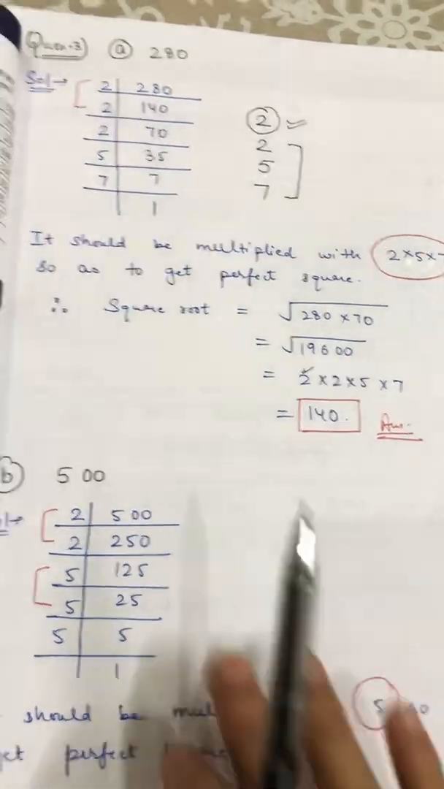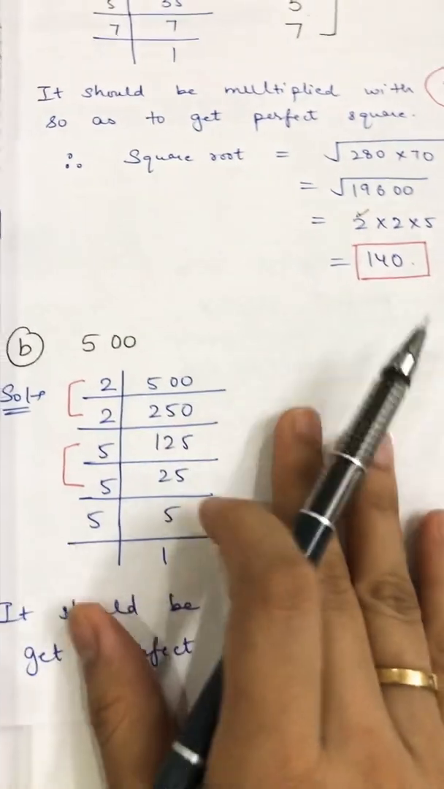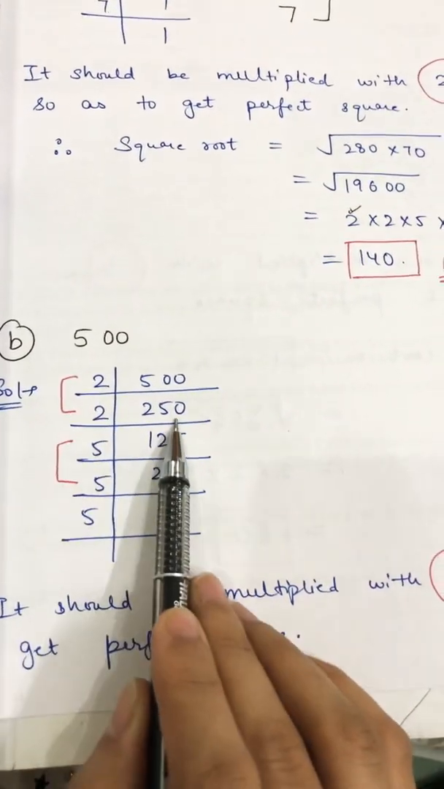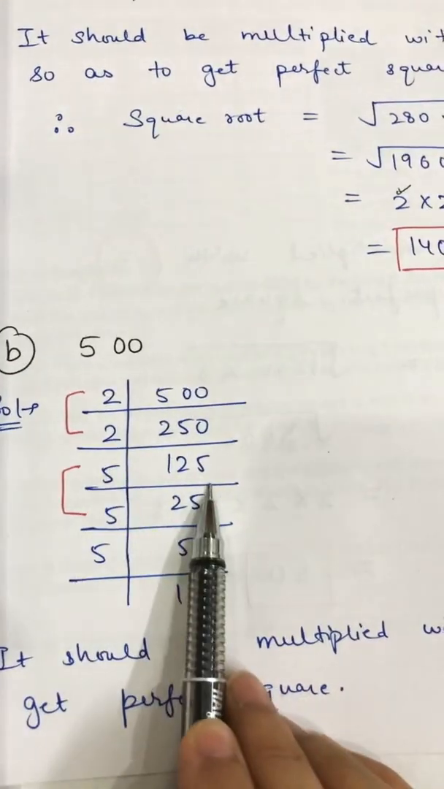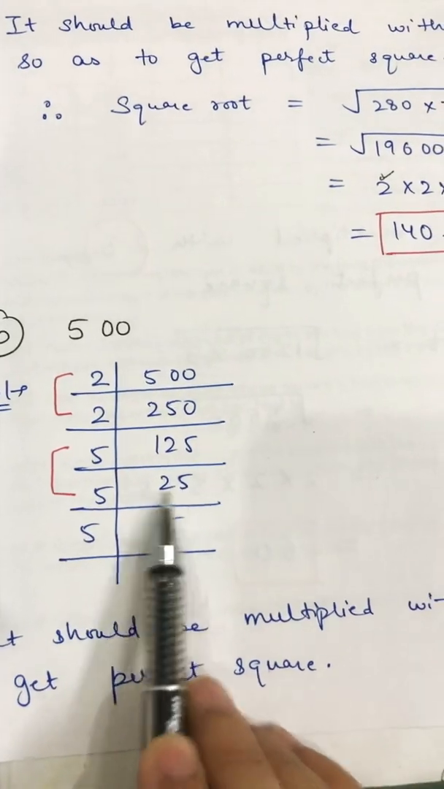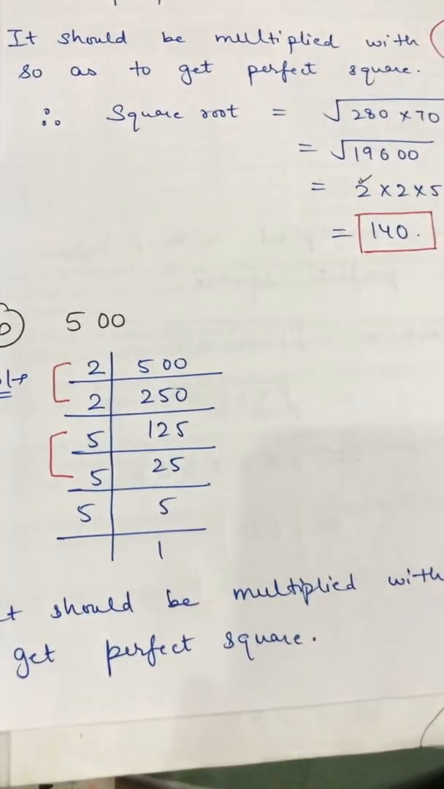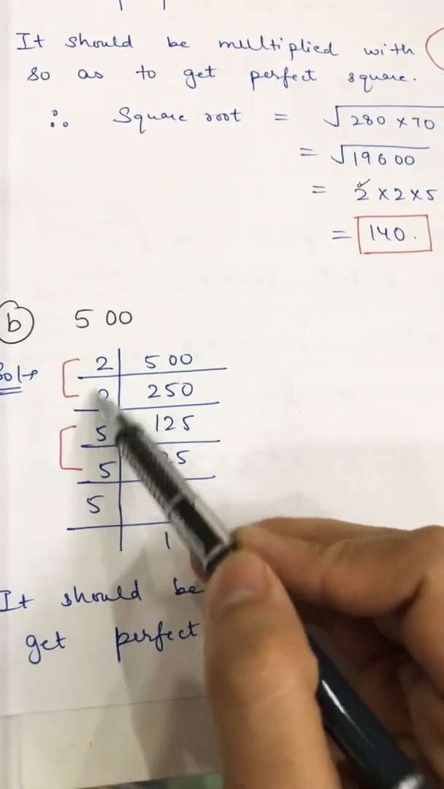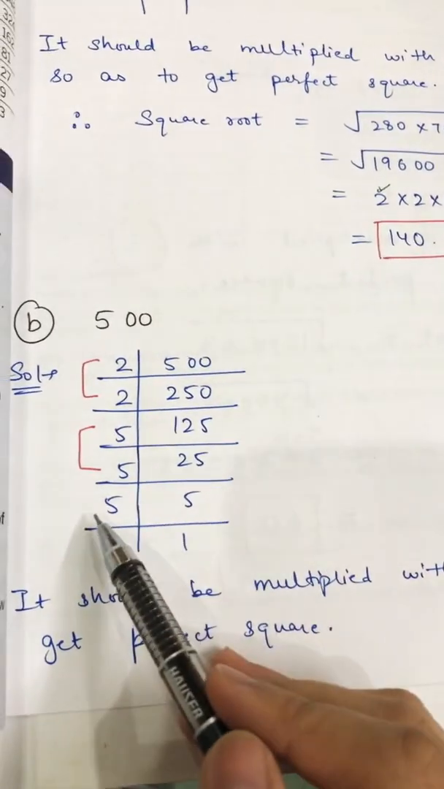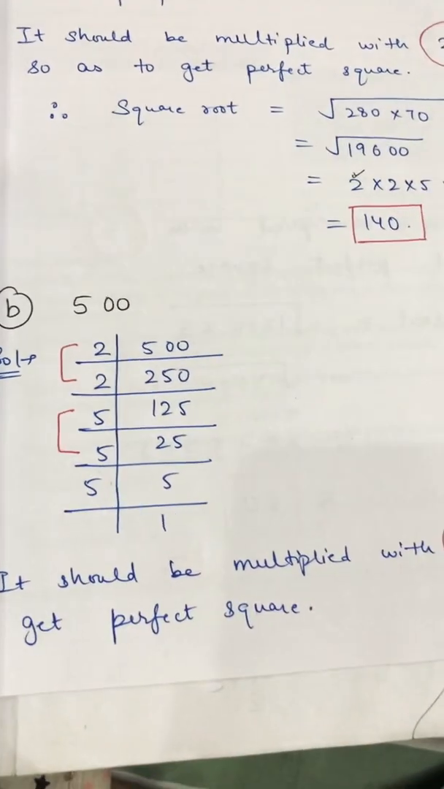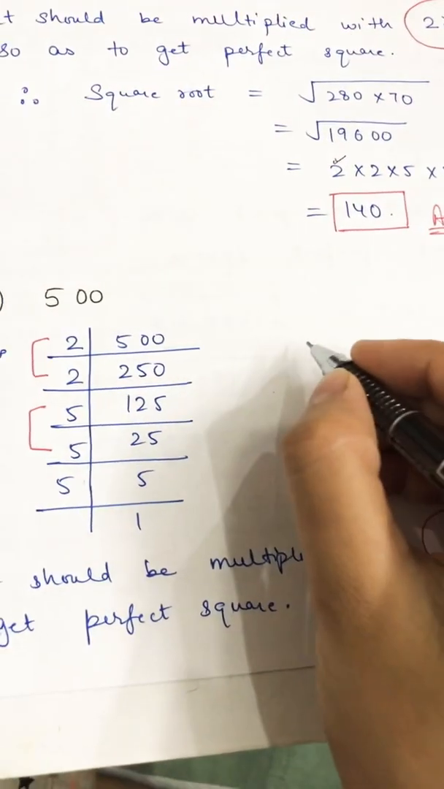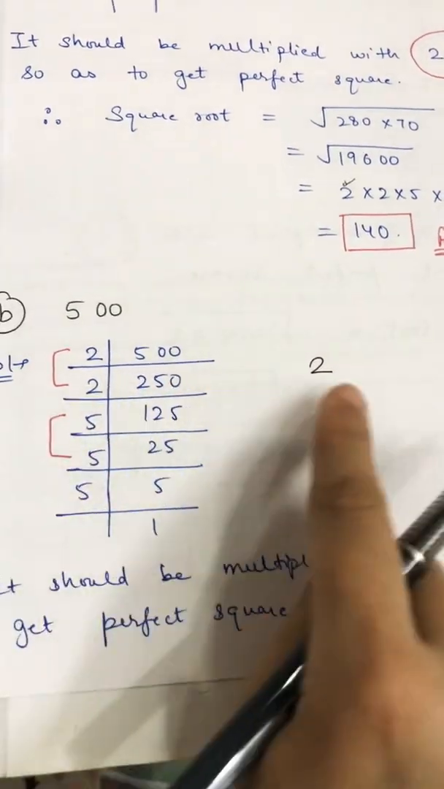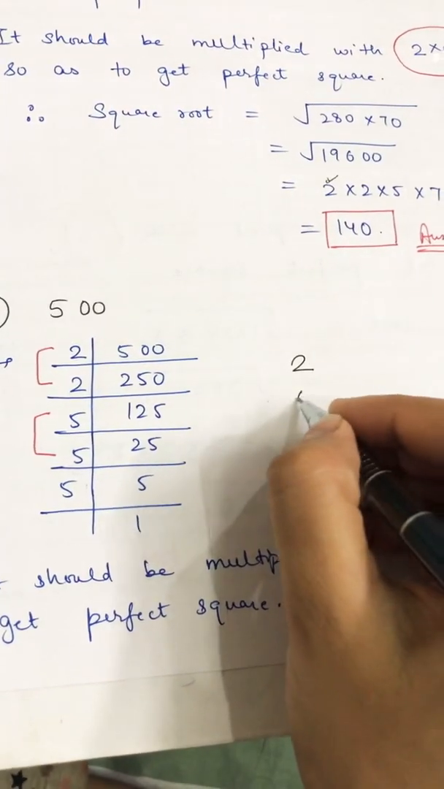Okay, now next is your B part. B part is 500. Now it will go on 2 table, then 2 table, then 5 table, then 5, then 5. Now you can see we have one pair, then a second pair, and the third 5 is single.